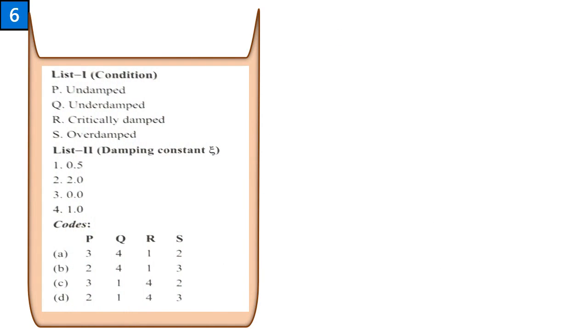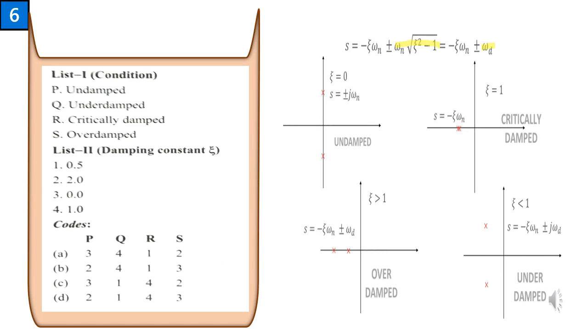Similar thing we have to do here. We have to match list 1 with list 2. But here we have been given the damping constant, that is zeta, and on the basis of that we have to match the type of the response or type of the system. Just remember this slide that I told you: for zeta equal to 0 it is undamped, for zeta equal to 1 it is critically damped, for greater than 1 it is overdamped, and for less than 1 it is underdamped.